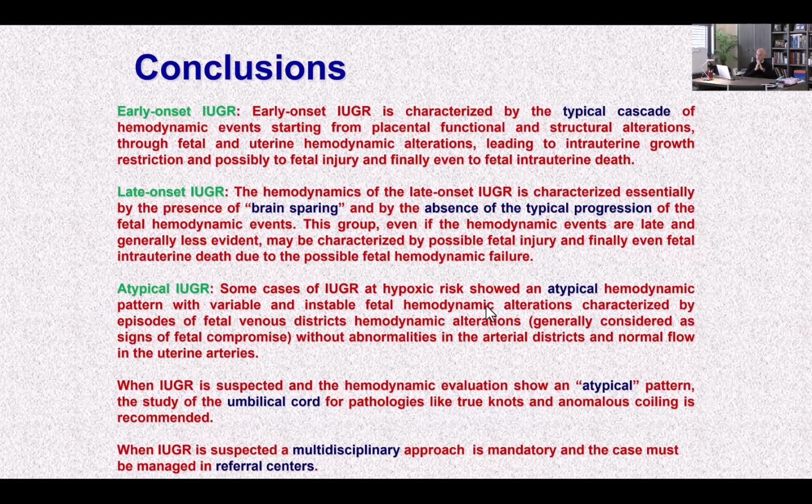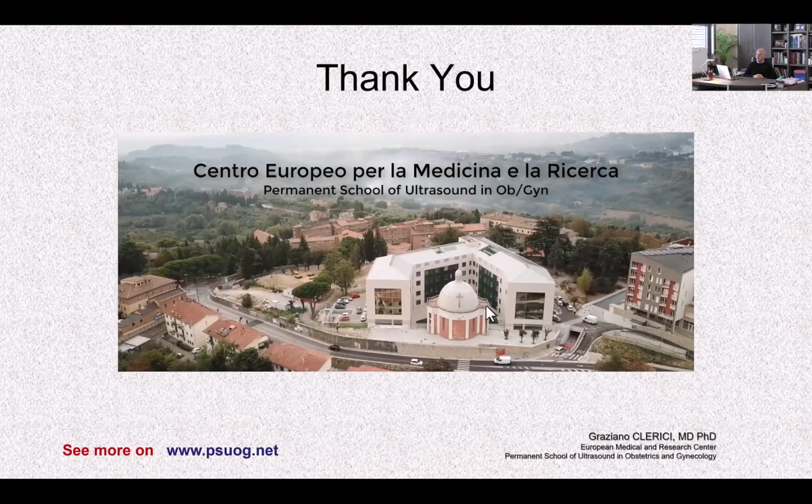Let's conclude my presentation telling you that when IUGR is suspected and the hemodynamics evaluation shows an atypical hemodynamic pattern, the study of the umbilical cord for pathologies like true knots and anomalous coiling is recommended. When IUGR is suspected, it's very important to have a multidisciplinary approach, particularly the collaboration with the neonatologist, and it is mandatory that the case be managed in a referral center.